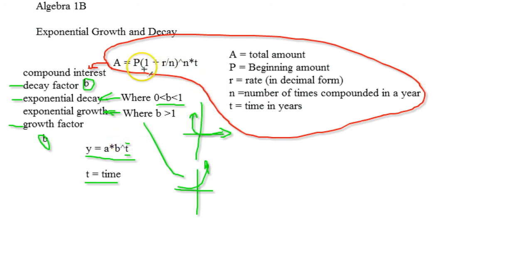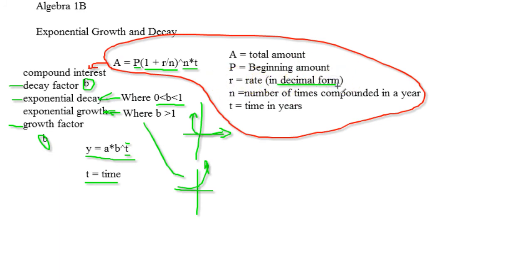Now, if we expand that a little bit, this takes the place of b, this takes the place of just t, and this takes the place of a. You actually are given the compound interest formula, and P actually stands for principal. I like to call it the beginning amount because you could also apply this to exponential growth or decay with the social sciences. A is the total amount at the end, P is the beginning amount, r is the rate, and you do need this in decimal form.